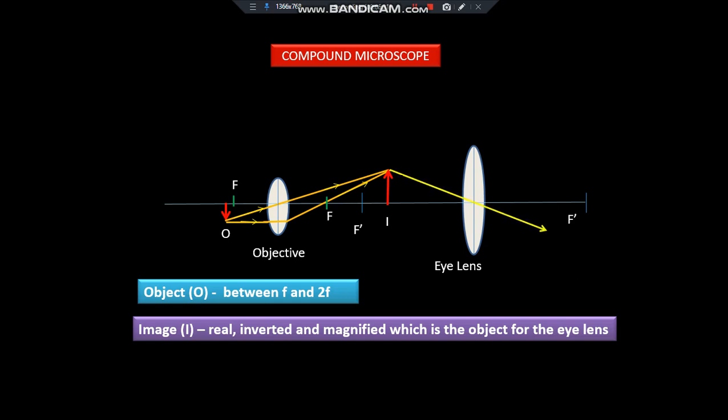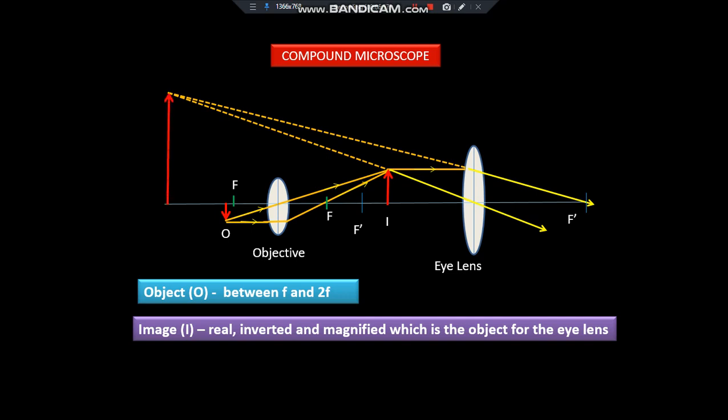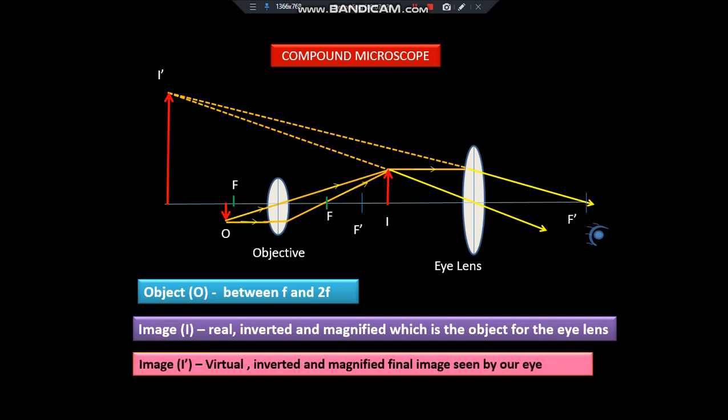Now again, you have rays passing through the optical center and produced with a dotted line on the other side. And we have got a ray parallel to the principal axis, crossing the principal axis and produced on the other side with a dotted line and having an image there. And this image, I dash, is the virtual, inverted, and magnified final image seen by our eyes.